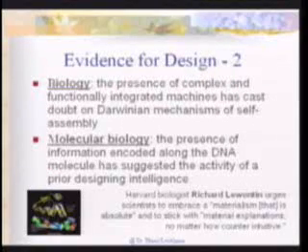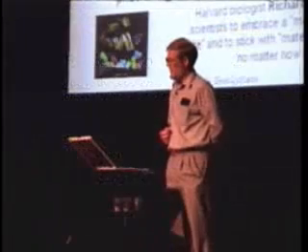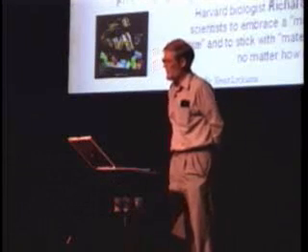Two other ones. Biology. The presence of complex and functionally integrated machines has cast doubt on Darwinian mechanisms of self-assembly. Remember, when Darwin came up with his theory of evolution, he knew nothing about the cell structure. He knew nothing about DNA. And so he was flying blind a bit. I imagine if he saw what we see today in biology, I think we might get him to change his mind.